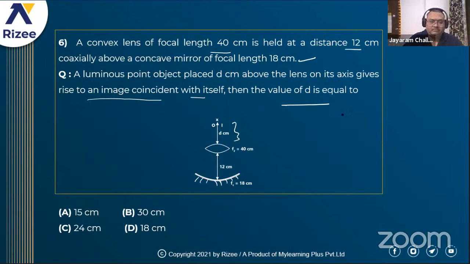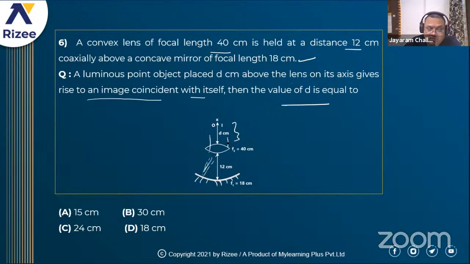Okay, so now what is the condition here? The luminous object placed at D above the lens on its axis gives the rays and the image coinciding itself. Value of D he is asking. Now, the rays must retrace their path. After the reflection, whenever the light ray comes, it is obviously bent by a certain angle, then retracing will also be there.